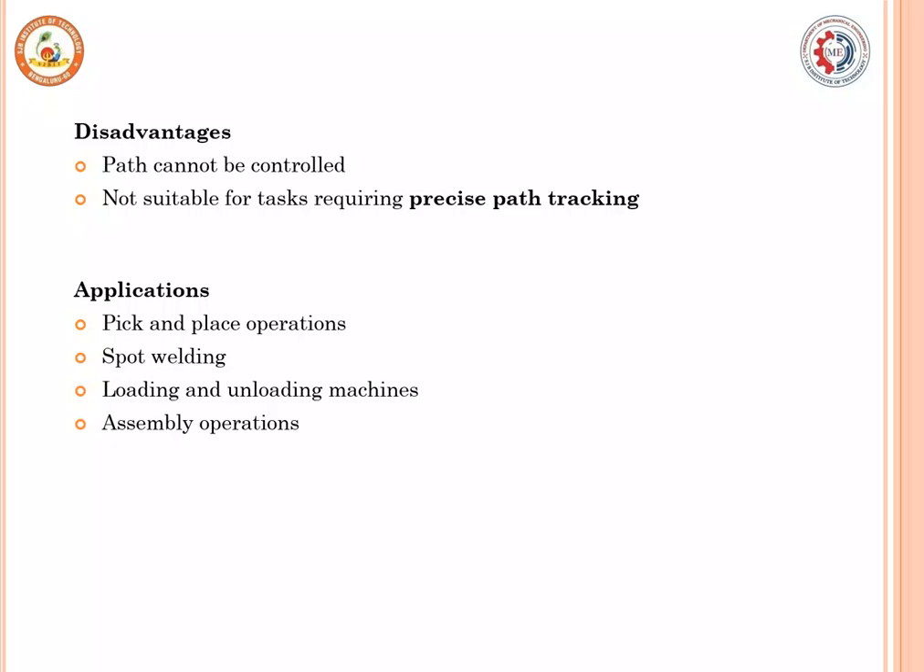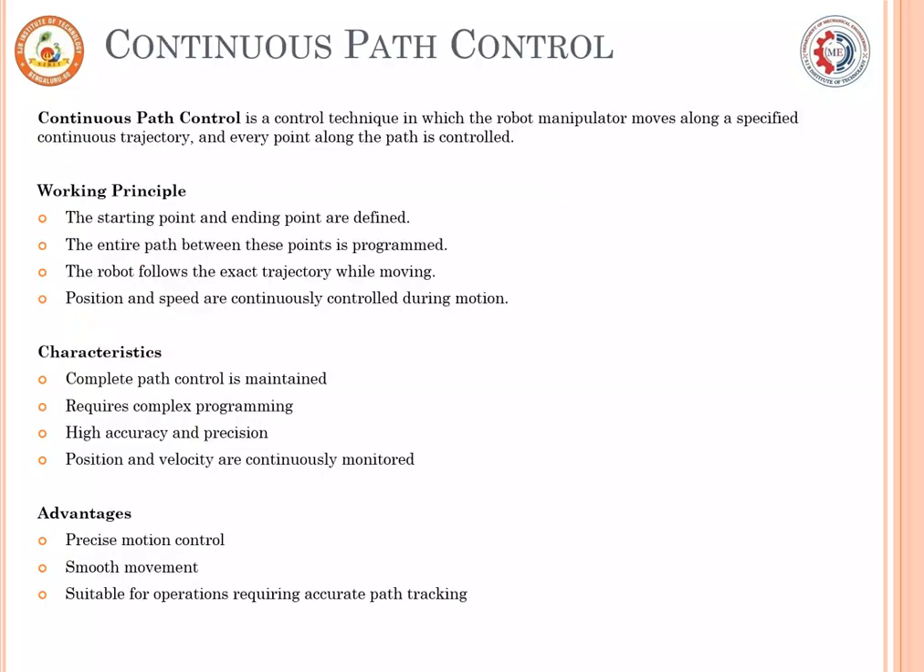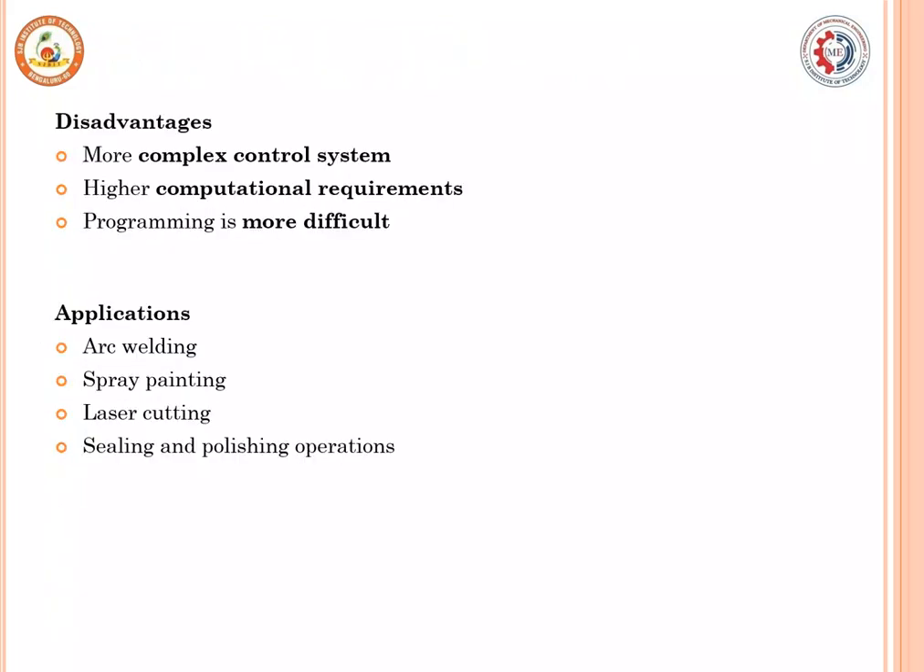Applications of this type of control, for continuous path control, include arc welding, which is possible. Spray painting is possible. Laser cutting operations in machines are possible. Sealing and polishing operations can be done. So these are some of the operations which can be carried out with the help of a robot.